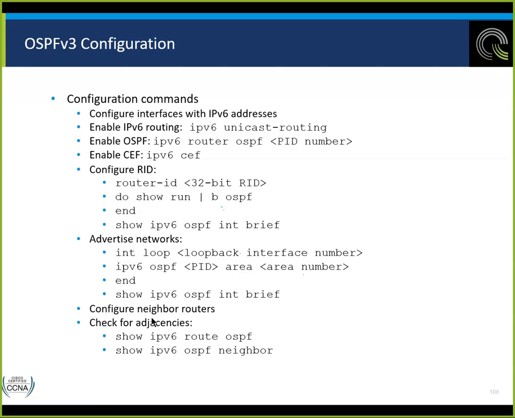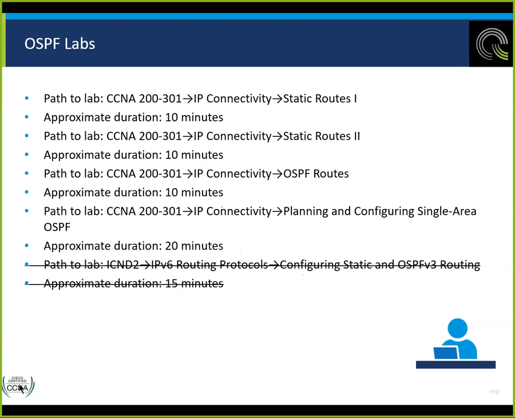Configure the neighbor routers so that they're going to talk to each other. Check for adjacency: show IPv6 route OSPF, show IPv6 OSPF neighbor. Same commands except we have to specify IPv6. So we are now up.